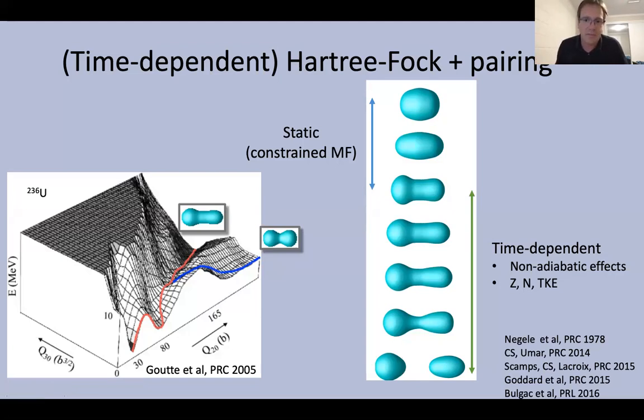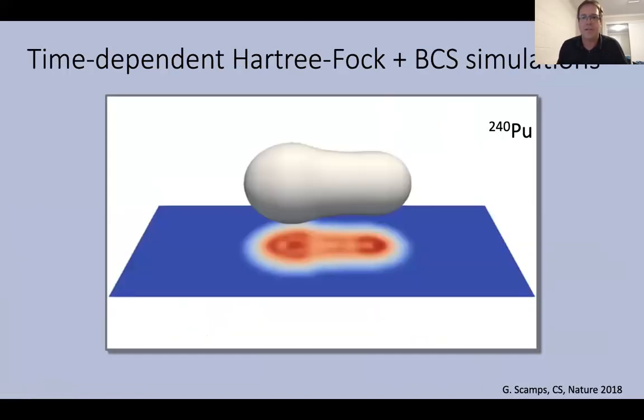These are quantities which are a bit harder to extract from static calculation because typically you will have to stop the calculation before scission and have some criteria to define your neck and to count how many neutrons you have on each side, and then have some criteria for the total kinetic energy. All right, so here is an example of a calculation for plutonium-240.